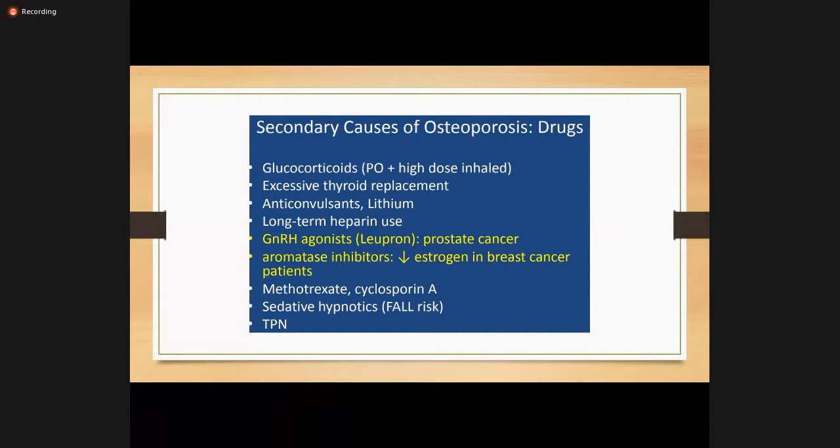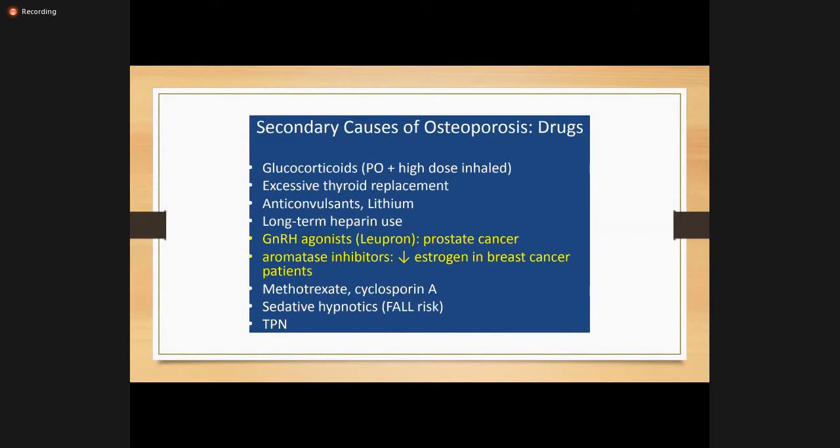Then hyperthyroidism, and excessive replacement with thyroid drugs, can lead to osteoporosis. Anticonvulsants are known to cause osteomalacia and early osteoporosis. Lithium, which is used in bipolar disorder, is also found to be a culprit drug. Then long-term use of heparin or low molecular weight heparin has also been associated with osteoporosis. Then some drugs which are used in the treatment of prostatic cancer also lead to early osteoporosis. Then aromatase inhibitors, which are used in breast cancer on a longer term basis, almost 5 years.